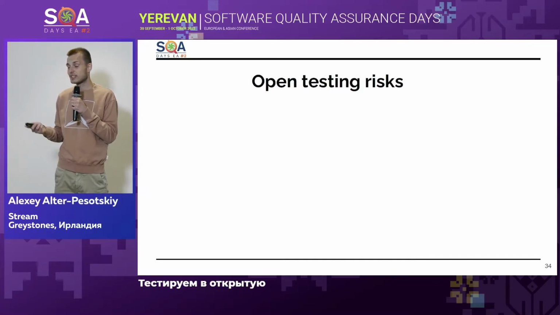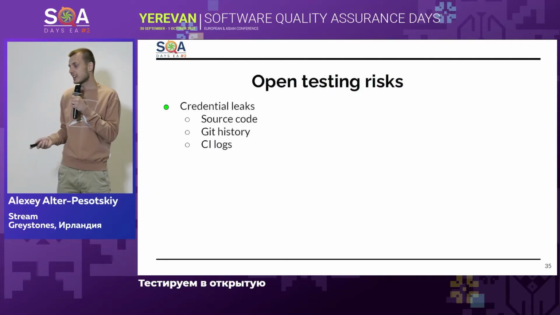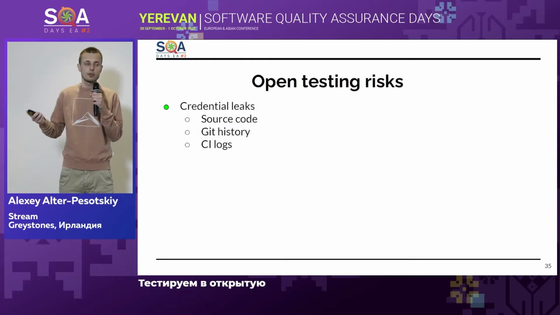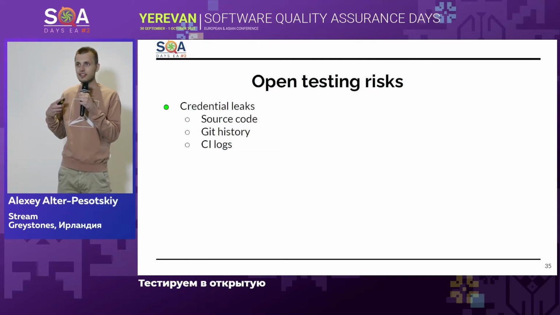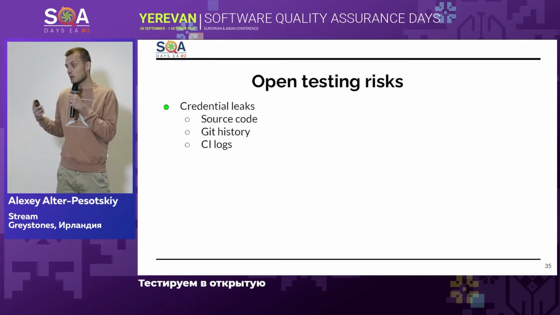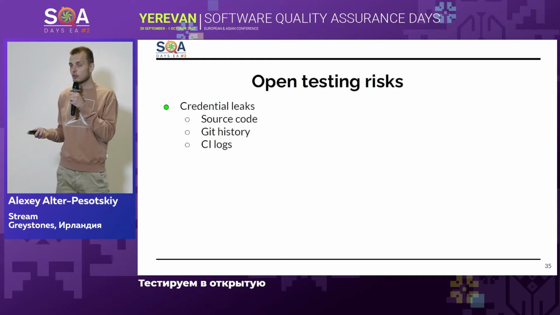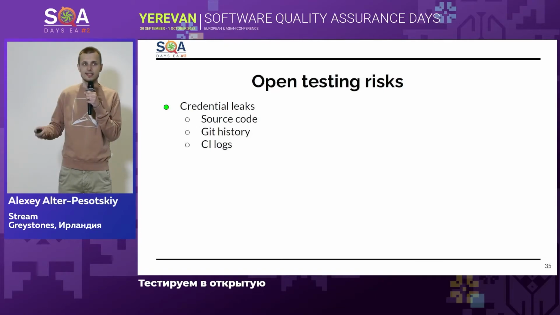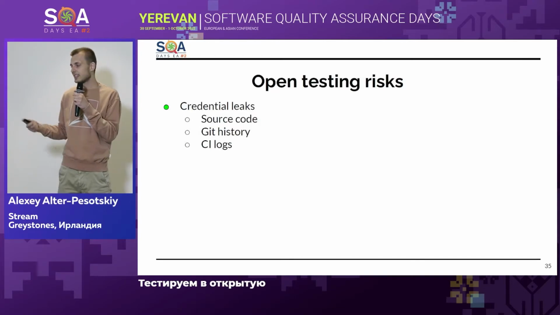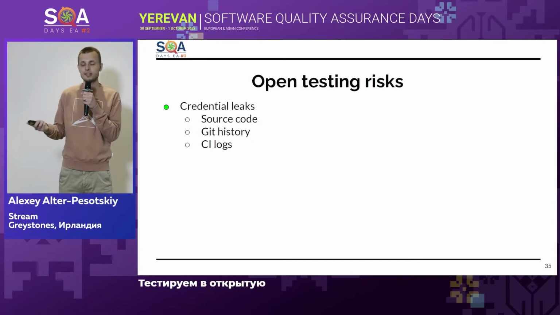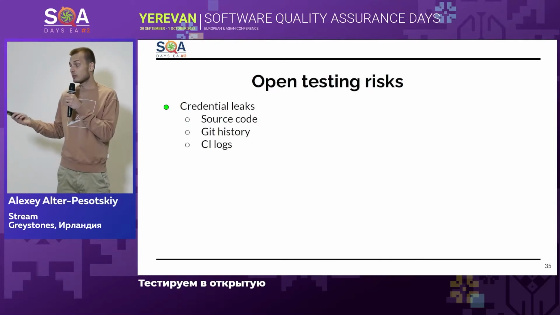And yeah, open testing risks, nothing here without risks. And first thing is credential leaks. So if your code is open and you leave some tokens or passwords in the code, they will be publicly available and everyone could exploit them. And even if you remove them from source code but forget to remove them from Git history or CI logs, they can be accessible for years. Like in 10 years, someone finds your GitHub token in CI logs and could use it. So this is not great, and we should be aware of that.